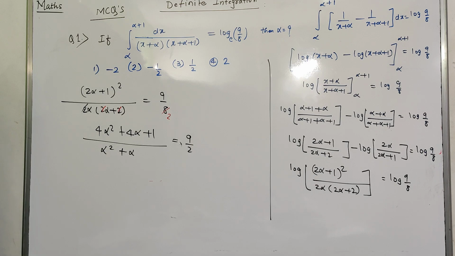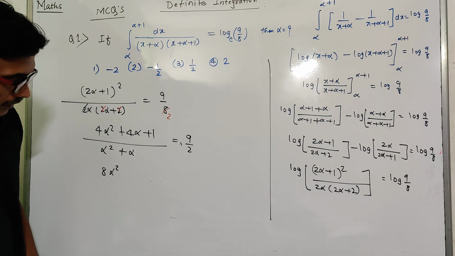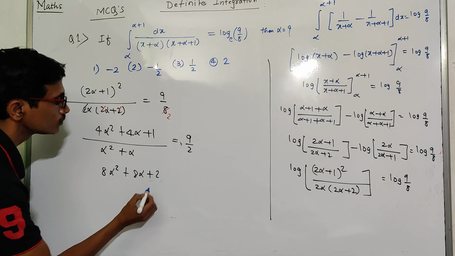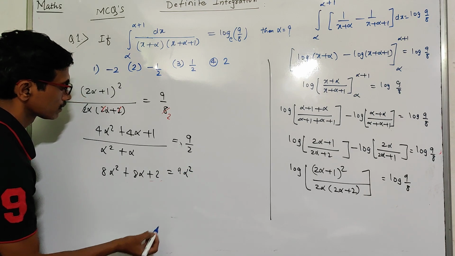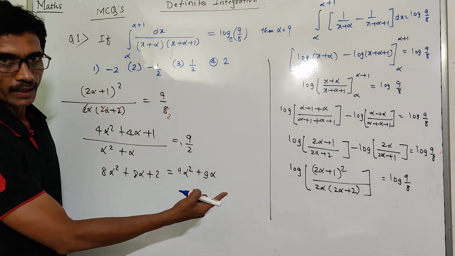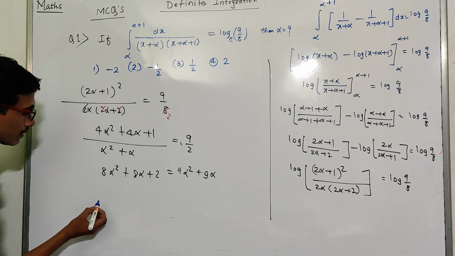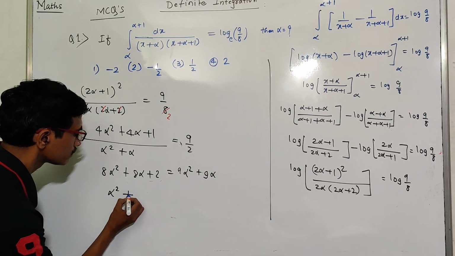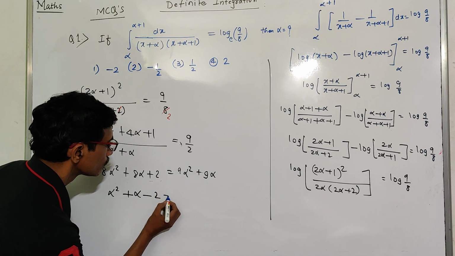Take cross multiplication. So it is 8 alpha square plus 8 alpha plus 2 is equal to 9 alpha square plus 9 alpha. Now take all the terms to the right hand side, so one side will become 0. 9 alpha square minus 8 alpha square is alpha square, 9 alpha minus 8 alpha is alpha, and 2 we take to the right hand side, so minus 2, equal to 0.